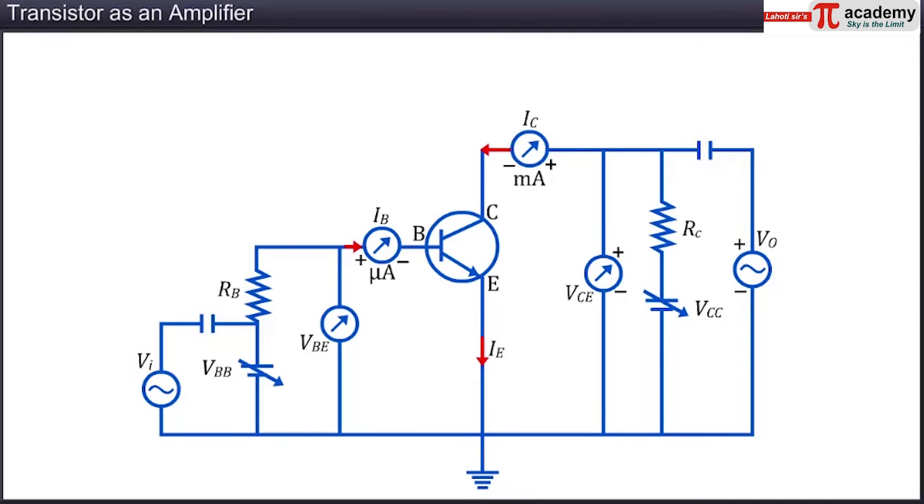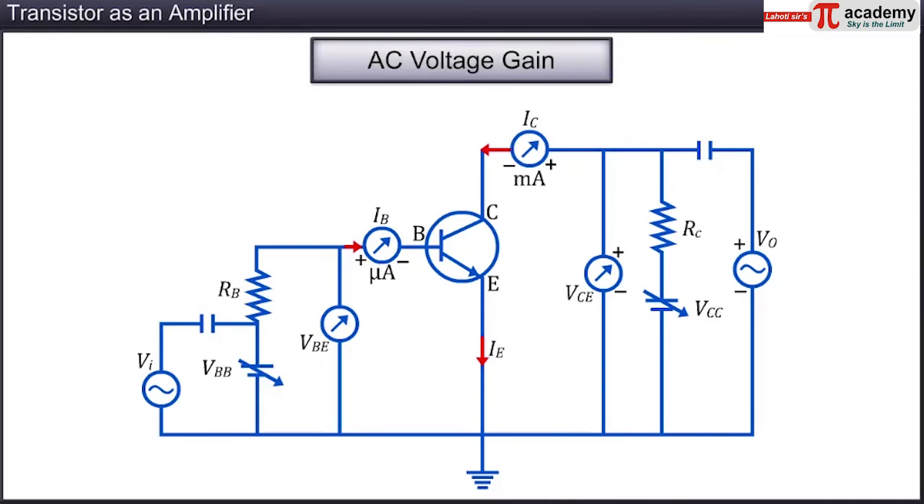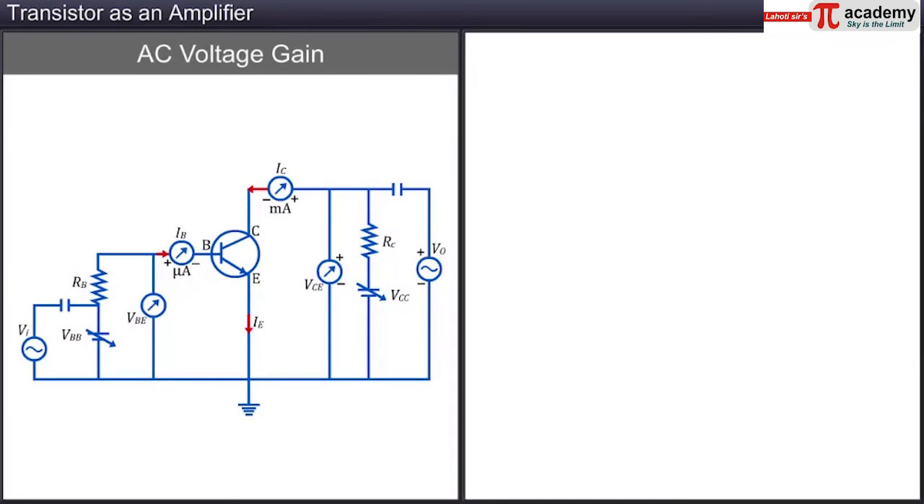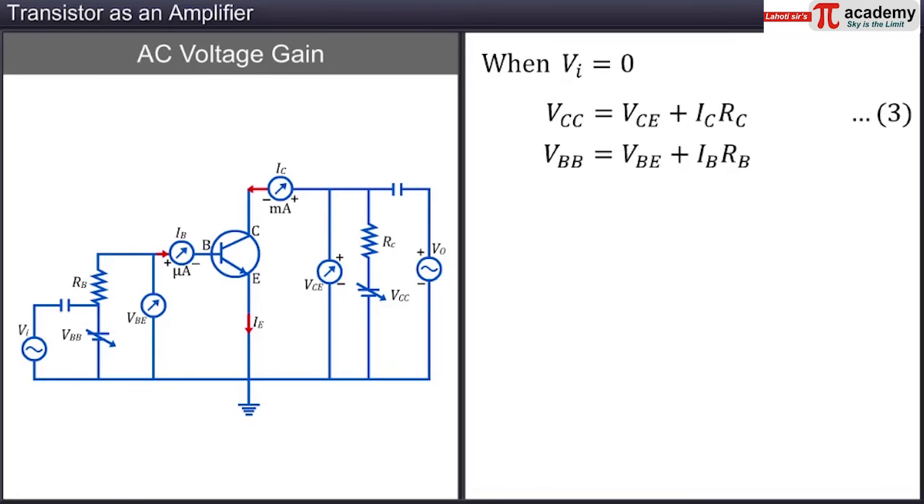Let us now derive an expression for AC voltage gain in the transistor amplifier. Initially, let us assume the input voltage VI is equal to 0, and applying Kirchhoff's law to the output part of the circuit, we get VCC is equal to VCE plus IC into RC. Let this be equation 3. Similarly, applying Kirchhoff's law to the input part of the circuit, we get VBB is equal to VBE plus IB into RB. Let this be equation 4.